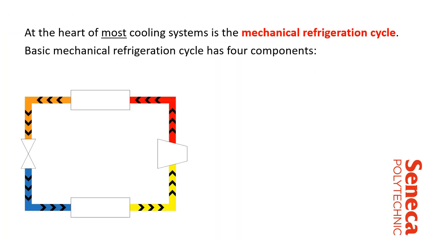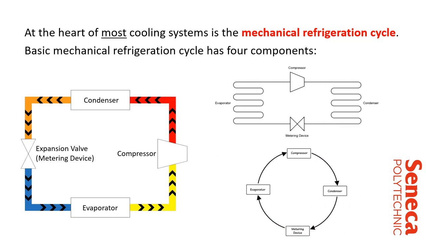In this course, we will learn that at the heart of most cooling systems is the mechanical refrigeration cycle. Let's get familiar with the basic mechanical refrigeration cycle's 4 components. We will talk about these components in future chapters. These components are the evaporator, compressor, condenser, and the expansion valve or metering device. In this course, and many HVAC resources, the cooling system diagram is shown in a way that the 4 main components are visible and in the correct order.